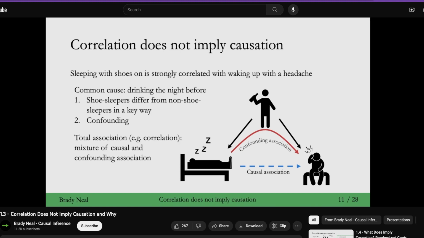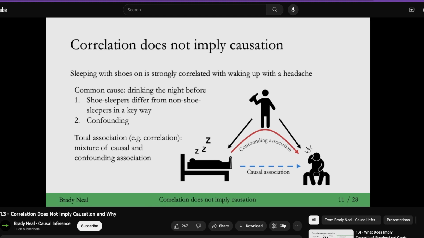The association that we observe, the total association, is a mixture of these causal and confounding associations. And correlation is just one type of association. Association here is just a synonym for statistical dependence. Correlation is technically a measure of linear statistical dependence, but people frequently use it to mean statistical dependence in general. But to avoid the confusion, we're just going to use the word association rather than correlation. But just let that sink in.